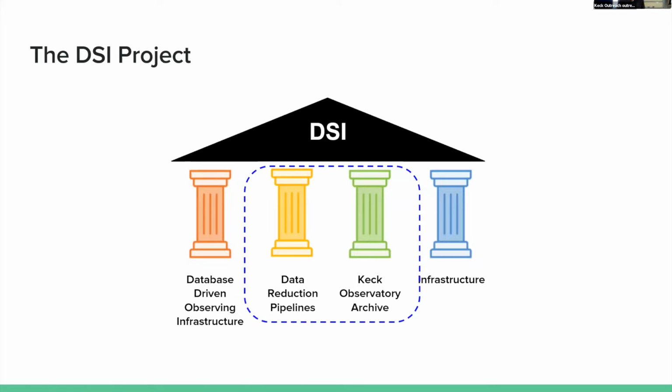There's 4 parts to the DSI project. Database-driven observing infrastructure are those tools that I mentioned for the preparation and execution of observations. The data reduction pipelines, we'll talk about. Changes to the Keck Observatory archive, and then the overall infrastructure changes at Keck that support the other 3. We do have a breakout session shortly that will cover the DDOI portion of DSI, but the rest of this talk will just be about those 2 in the middle there.